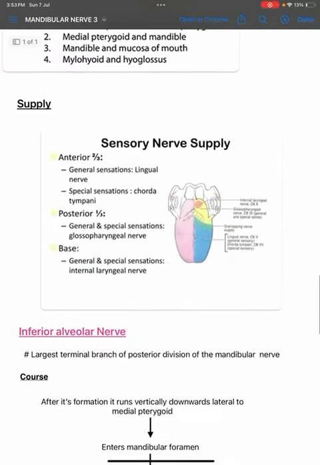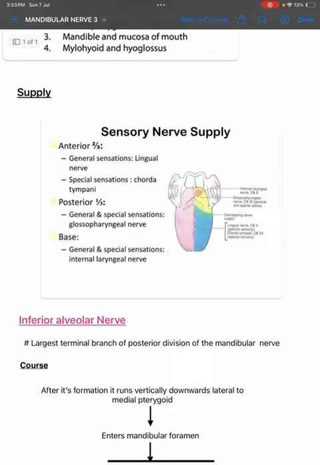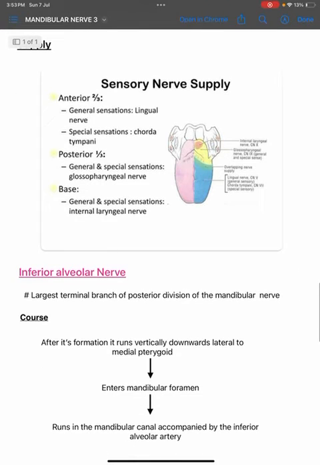Then about the supply, we can divide the tongue into 3 parts, that is anterior 2/3, posterior 1/3, and the posterior most part. The posterior most part can be otherwise called the base of the tongue. So for the anterior 2/3, the general sensations are carried by the lingual nerve, but the special sensations are by the chorda tympani. But for the posterior 1/3, both the general and the special sensations are carried by the glossopharyngeal nerve. And for the base, these two are carried by the internal laryngeal nerve.